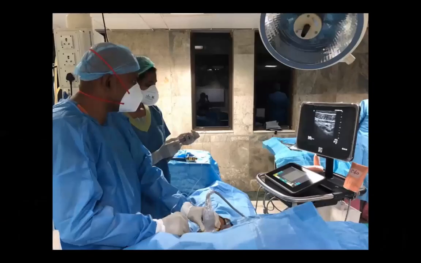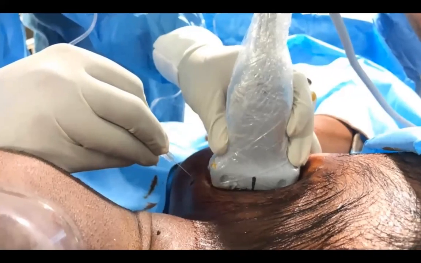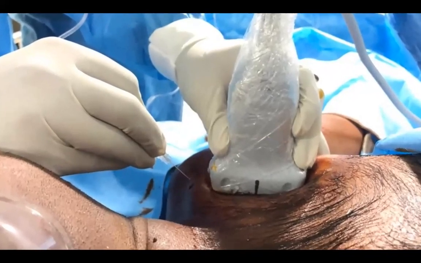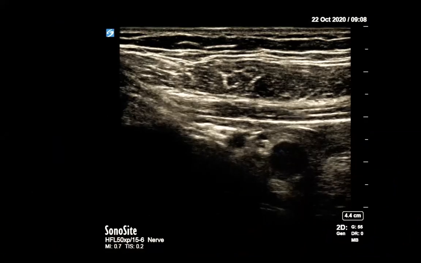To perform the lateral infraclavicular approach, the performer stands at the head end with the machine in direct line of view. Needle can be inserted in plane from the cephalic end. Here the probe is placed below the clavicle and the needle entry is from the head end. Here you can see the needle being inserted in plane.